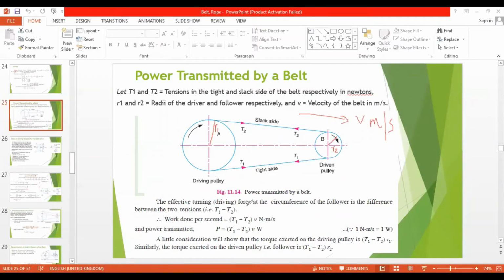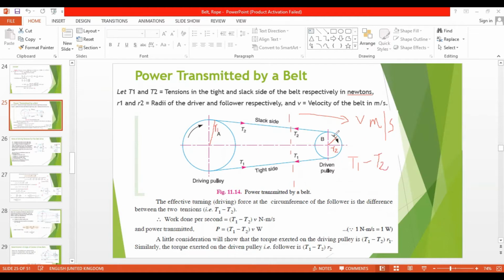The effective turning force at the circumference of the follower is the difference between these two tensions. Effective driving force means if you consider only the follower, it has T1 on this side, and opposite this side it has T2. Since it is opposite, I'll put a minus. We are considering only this portion.